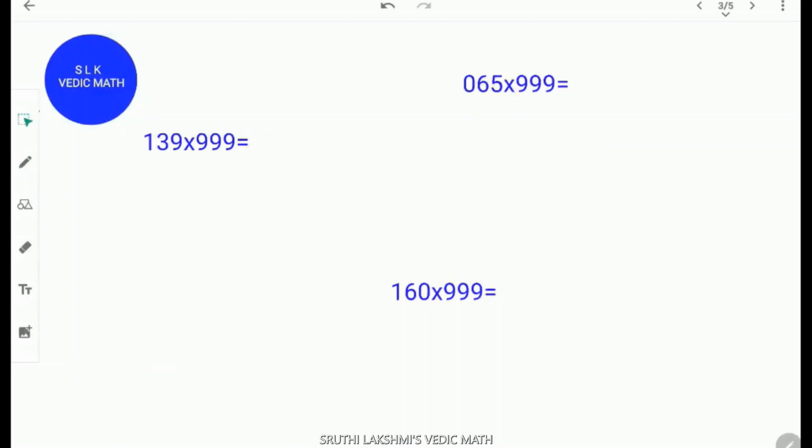See some examples of how to multiply numbers with 999. Let's use 139 times 999 as our first example.